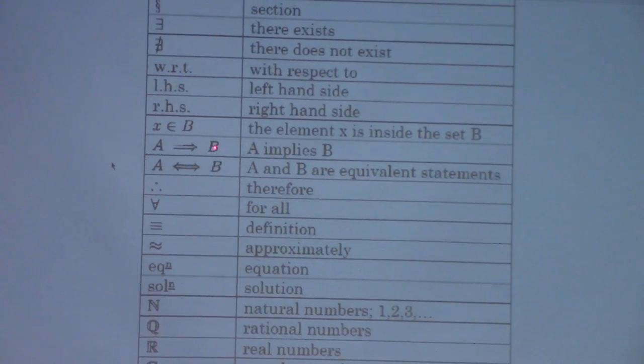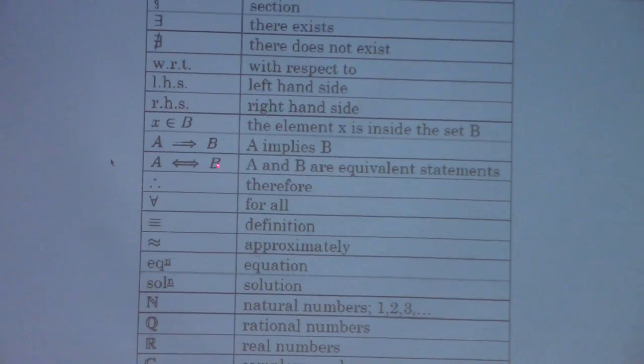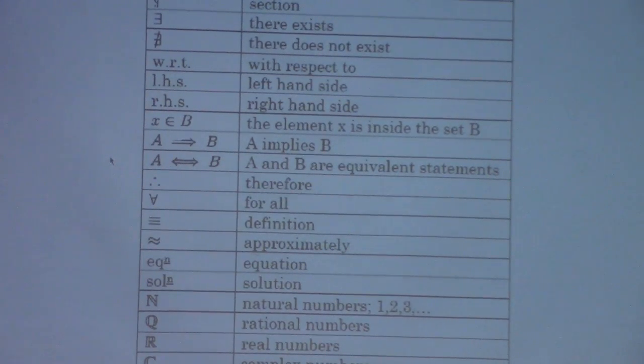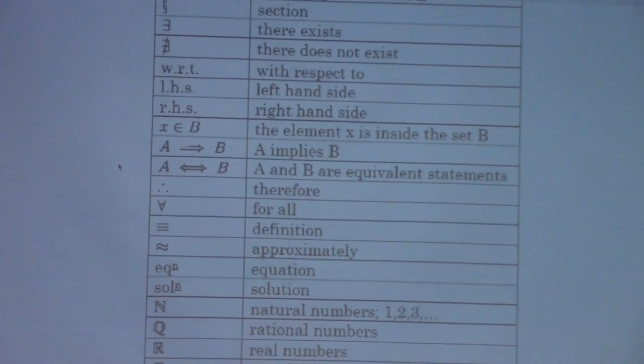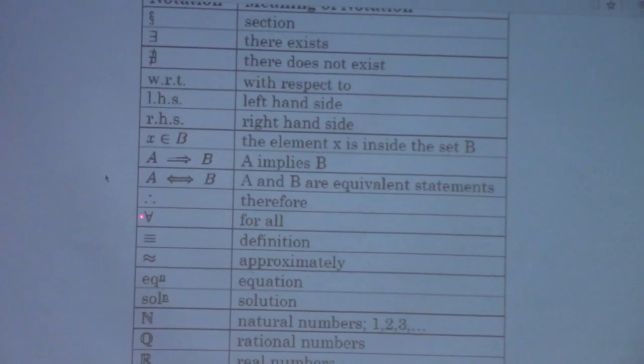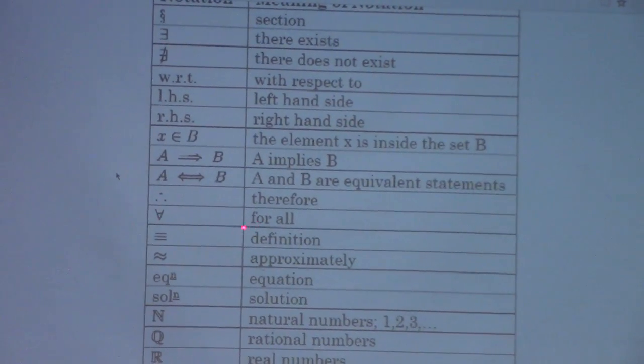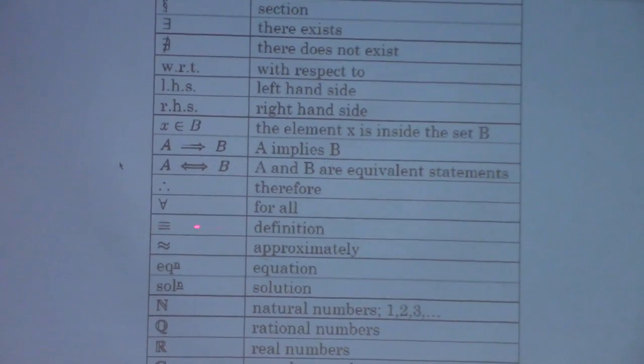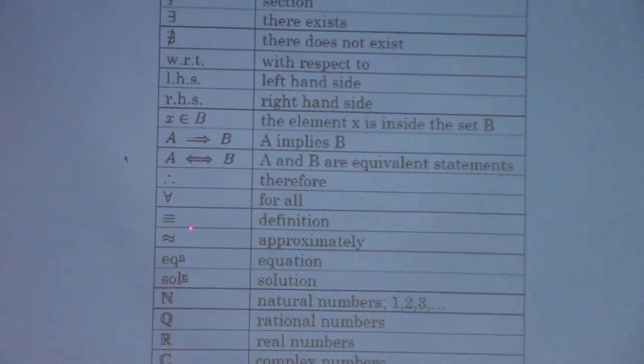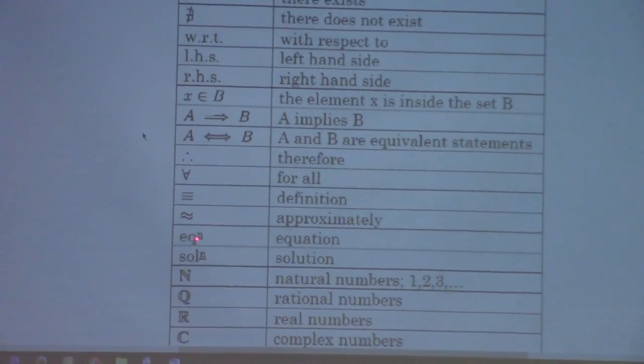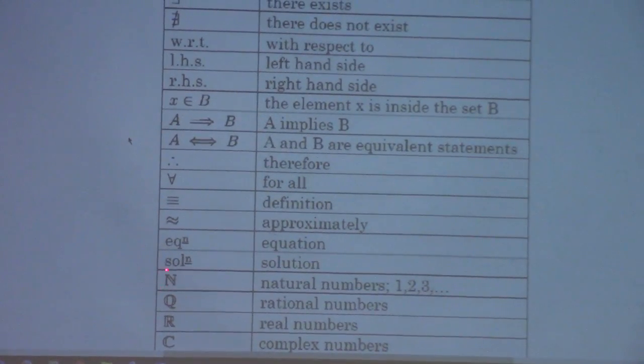This means X is inside the set B, or X is an element of B. This means A implies B. This means A if and only if B. So these are equivalent statements. This means therefore. I don't use that one too much. This is for all. Upside down A is for all. This means definition. Sometimes it's used as an identity. It's approximately. You've seen me use equation, solution.